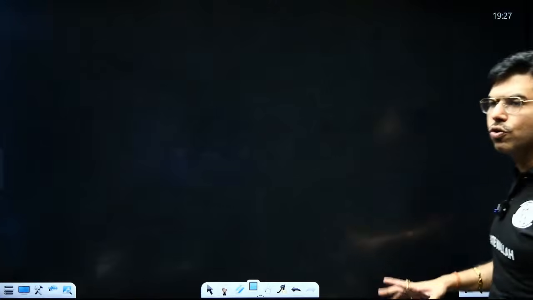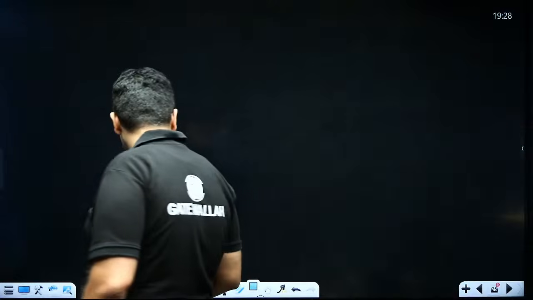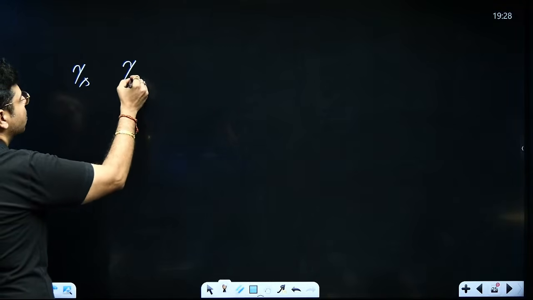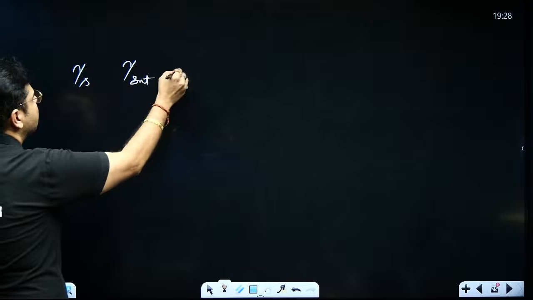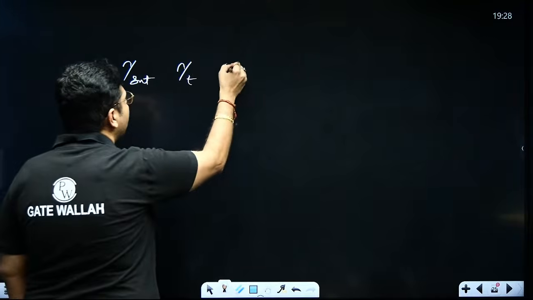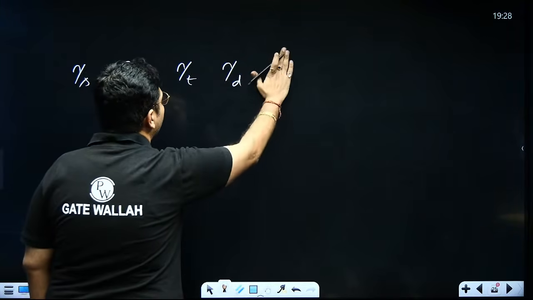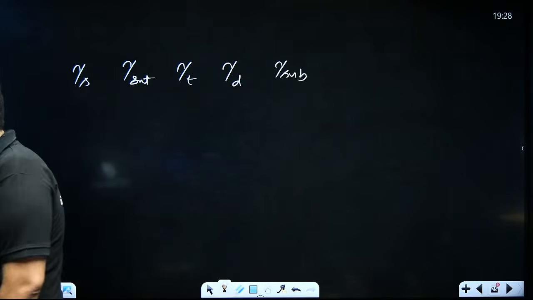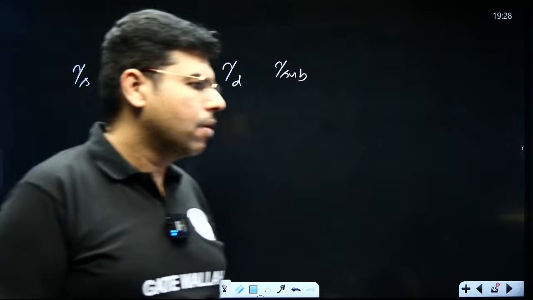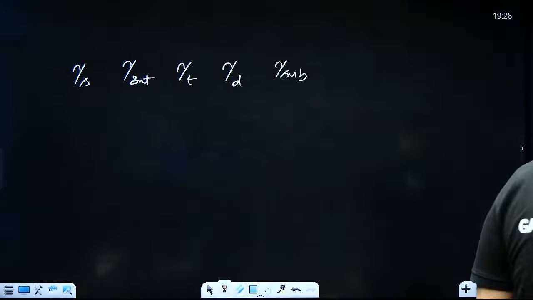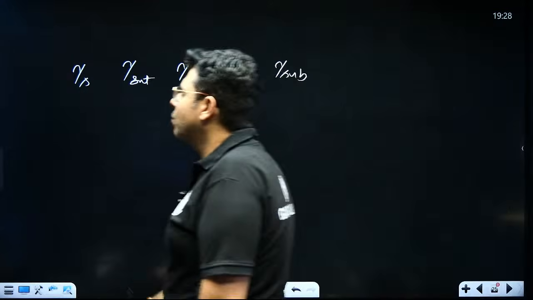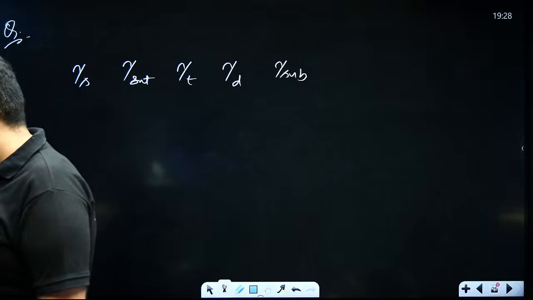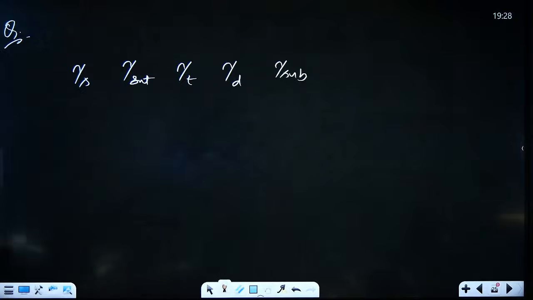Just a small question before winding up the class. Arrange these unit weights in decreasing order. Please do this. Gamma S, then gamma sat, we have seen gamma T, we have seen gamma D, and we have seen gamma submerged. Arrange these unit weights in decreasing order. Please do it fast.